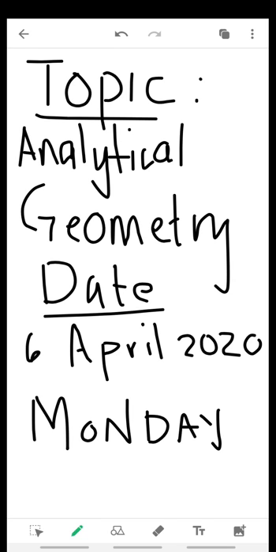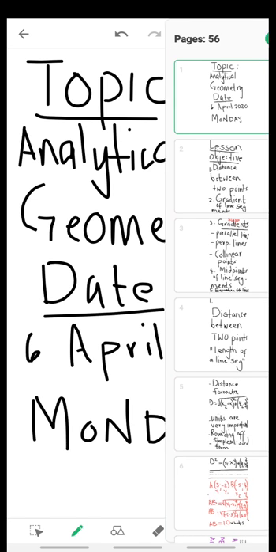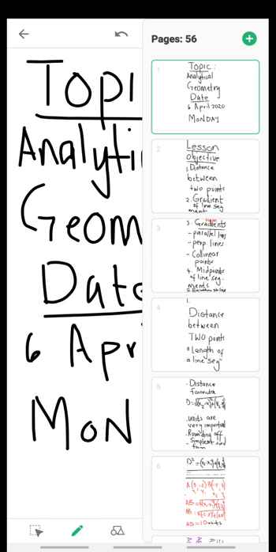All right? So we are doing analytical geometry. Remember, the word geometry involves shapes. Okay? And this concept or topic is also called coordinate geometry, okay? Because we are dealing mostly with points, all right? Your XY coordinates. Now let us start with our lesson on analytical geometry.